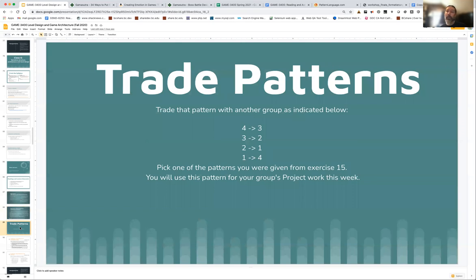This week, you will be trading patterns again with other groups. I think we have it set the opposite way as last time. So that will mean you're working on the other group's pattern. So hopefully they will have explored a technique, produced a pattern that helps you understand that technique, and you're going to use that understanding in your level design.